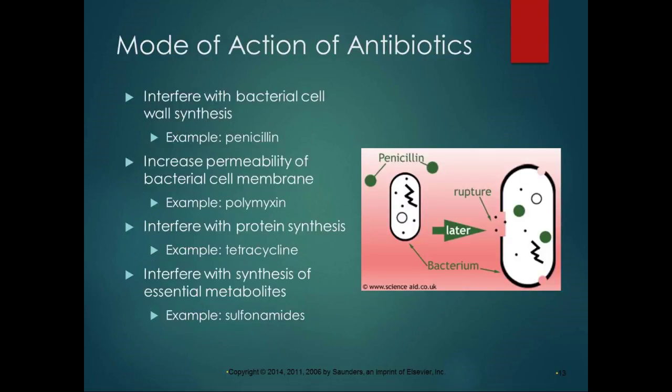So there are different modes of action. One of the modes of action that's possible is that the antibiotic might interfere with bacterial cell wall synthesis. This is what penicillin does. It could increase permeability of the bacterial cell membrane. That's what polymyxin does, and our defenses can take it down more easily. It can interfere with protein synthesis. So that's what tetracycline does. And it could interfere with synthesis of essential metabolites, and that's what sulfonamides do. So different drugs have different actions, and different bacteria are more susceptible to one or the other.